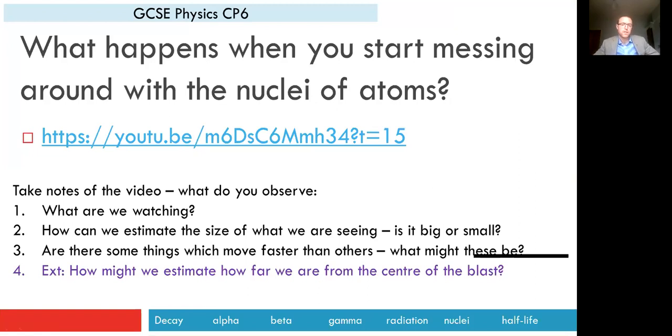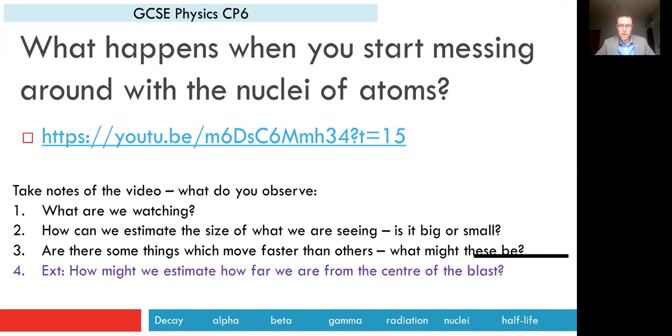Number 2, how can we estimate the size of what we're seeing? Is it large or small? As I said, those ships are full size. They are not model ships. And you might not know the exact size of a battleship, but you probably know that they're quite large. I can give you an estimate for the size of a battleship. That's maybe 300 to 400 meters long. If we think of those ships as 300 to 400 meters long, then we can see that that explosion was kilometers across. So vast.